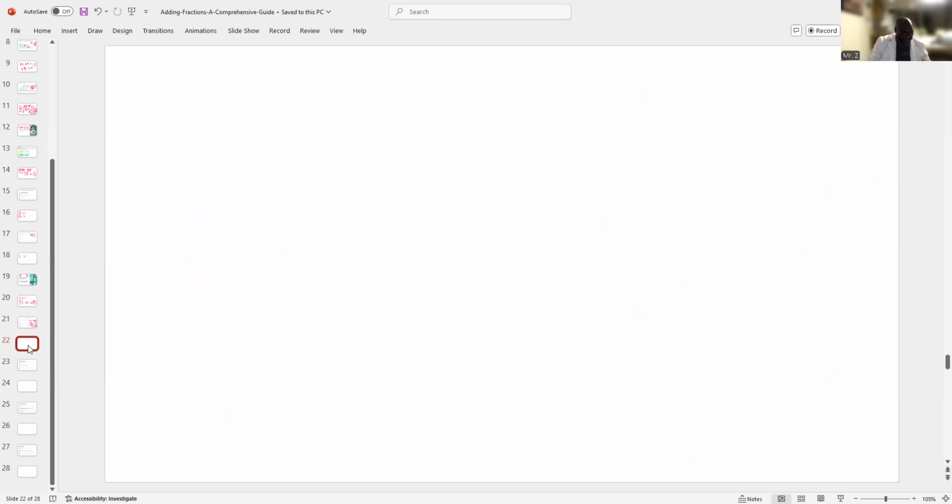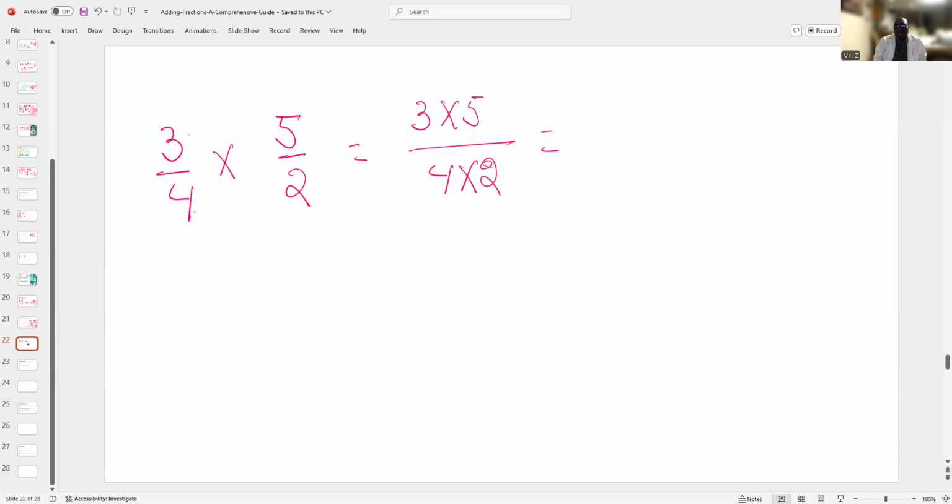All right. Maybe we can do another exercise on how you can multiply fractions. When you have 3 over 4 multiplied by 5 over 2, anytime you multiply fractions, you multiply the numerators together and you multiply the denominators together. So I'm going to have 3 times 5 over 4 times 2. By doing that, I'm going to have 15 over 8.